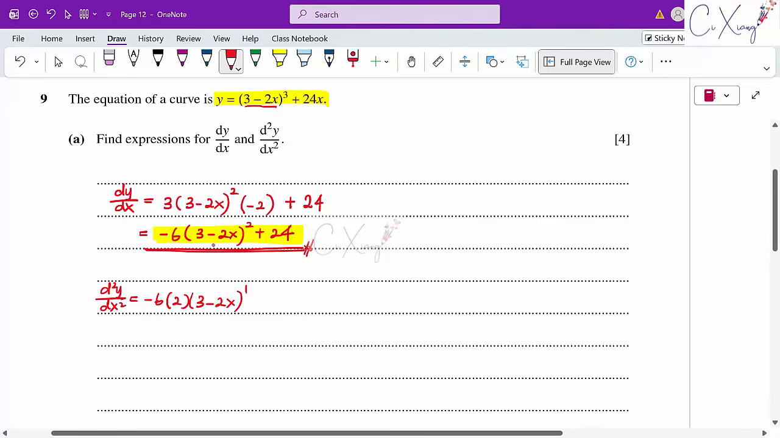And now you differentiate the thing inside the bracket again. Differentiate 3 minus 2x, you are having negative 2. Then plus is a plus. Differentiate a constant term 24 and you'll get a 0. So I didn't write it out here. If you want, you can write it out. Then from here, simplify my answer. I should be having 24 with 3 minus 2x. This is my d²y/dx².